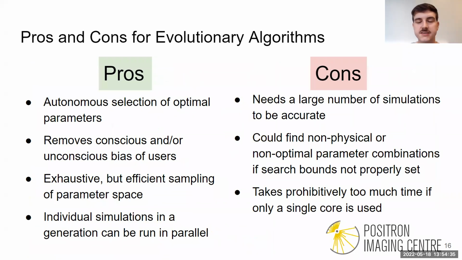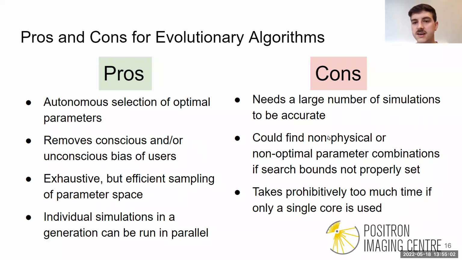There's pros and cons to using evolutionary algorithms. Pros are we got a much more closely calibrated GATE model. And we did this in an autonomous way so that it was able to just be set up and run in the background while we're able to work on other things. It removes any conscious or unconscious bias of selecting parameters or parameter values. And it's a very exhaustive sampling of the parameter space.